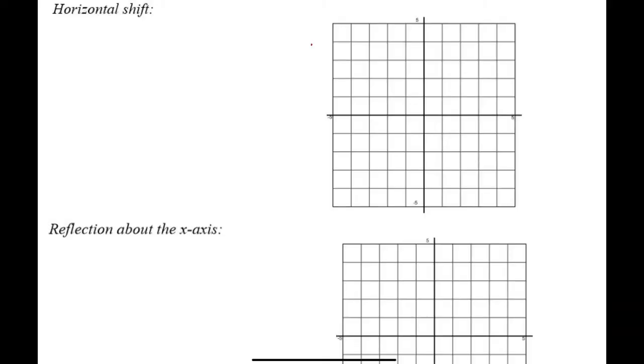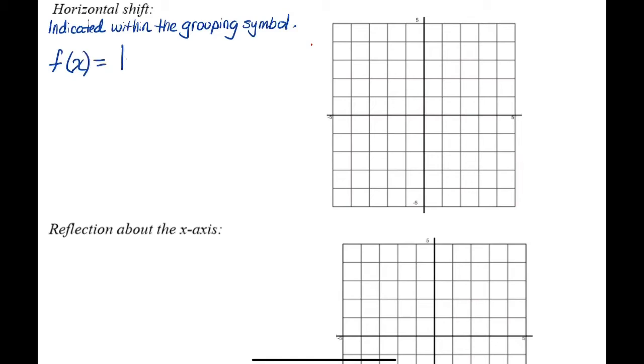Okay, now moving on to horizontal shifts. Horizontal shifts are a little trickier. The way you can spot them is to look for all indications of a horizontal shift within a grouping symbol of some sort. Let me go over what I mean. Let's start with the absolute value function. Well, this right here, that's the grouping symbol.